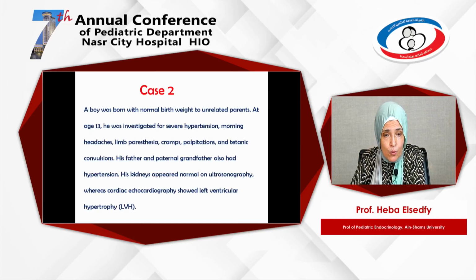The second case is a boy who was born with normal birth weight to unrelated parents. At age 13, he was investigated for severe hypertension, morning headaches, limb paresthesia, cramps, palpitations, and tetanic convulsions. His father and paternal grandfather also had hypertension. His kidneys appeared normal on ultrasonography, whereas cardiac echocardiography showed left ventricular hypertrophy. So we are dealing with a familial cause of hypertension.